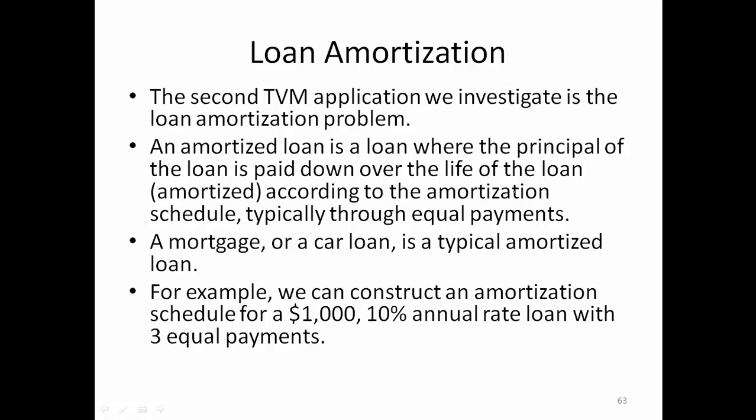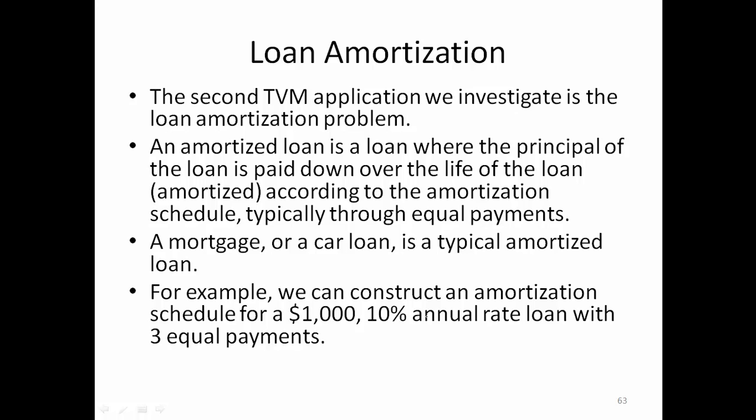The next time value of money application we investigate here is the loan amortization problem. An amortized loan is a loan where the principal of the loan is paid down over the life of the loan. So this process is called amortization. A mortgage, especially a fixed rate mortgage or a car loan, is a typical amortized loan.